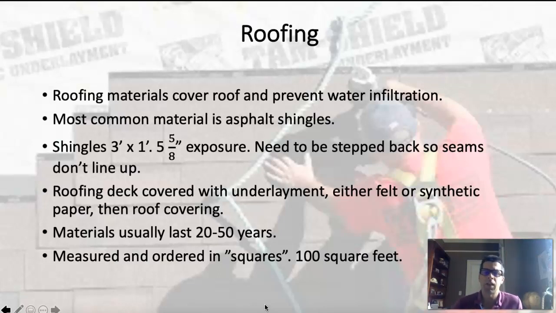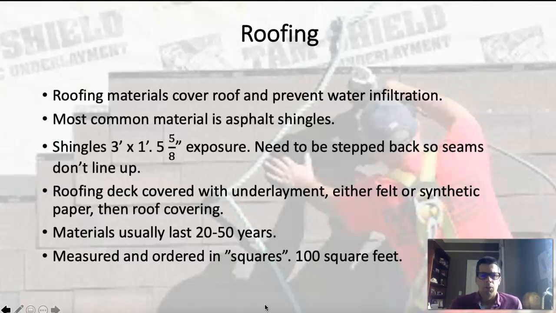We'll get into that a little bit more, but we want to step each one of those shingles back, because if we line up a bunch of 3 foot shingles all the way up on the roof, that's going to be a leak all the way down the roof. So if we offset those shingles, when water gets between the two shingles, there will be a solid shingle underneath that, and it'll drain away.